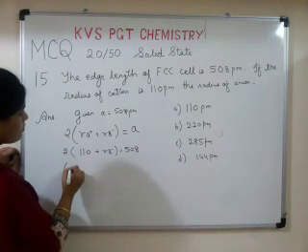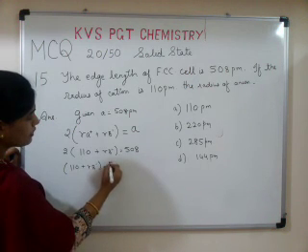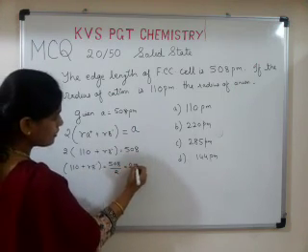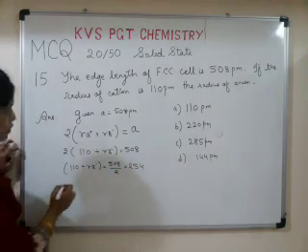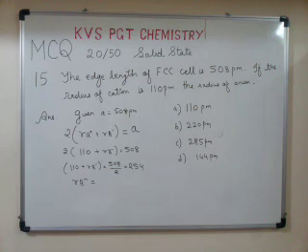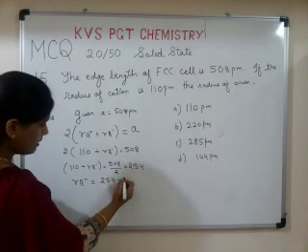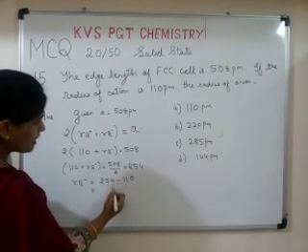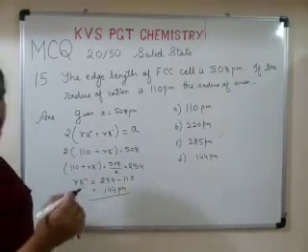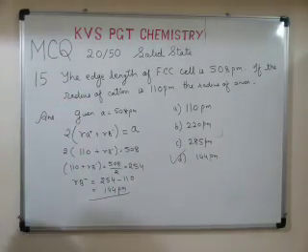Now see, 508 divided by 2, you will get 2 2s are 4, then 5, then 4. Okay, 254. Now calculate for the radius of anion, right? 254 minus 110. What you will get? 144 picometer is the unit. So the correct answer is option number D. Right, children? I hope this question is clear to you.